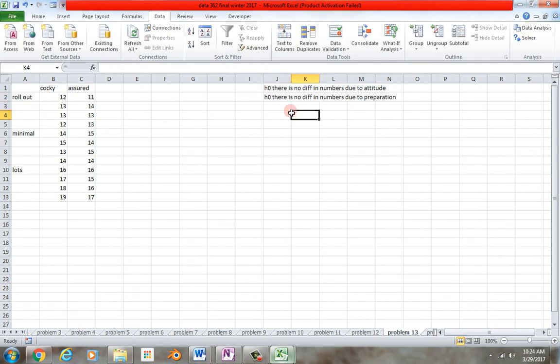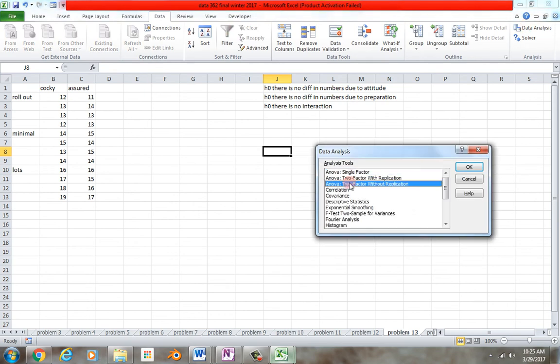And then, of course, there is no interaction. And what do I mean by interaction? There's no interaction between attitude and preparation when it comes to phone numbers. Okay, so let's go a little two-way with replication.